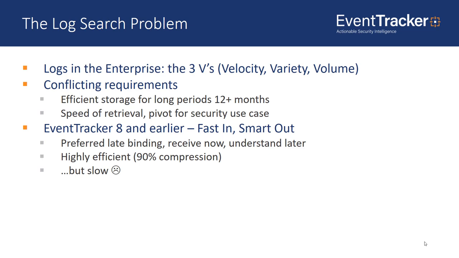In EventTracker 8 and earlier, we tried to solve this problem by late binding. This means that we receive now and understand later. We call this fast in, smart out. While receiving data, we didn't necessarily bother to understand it all. We just took it in as quickly as we could. And then at the back end, we did indexing and other kinds of things in order to improve the performance at display time. Now, this is highly efficient because we get better than 90% compression in storage. And so that solves the volume problem.